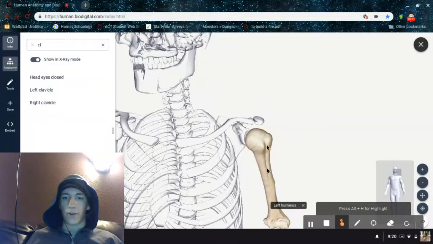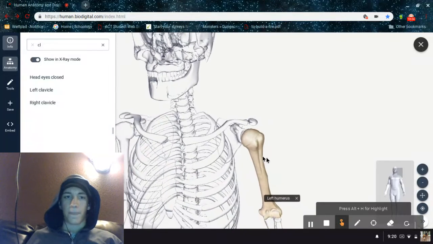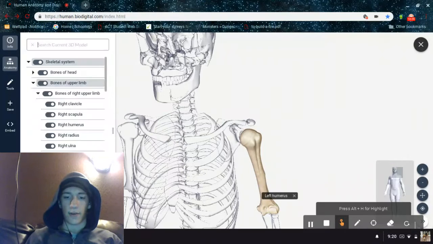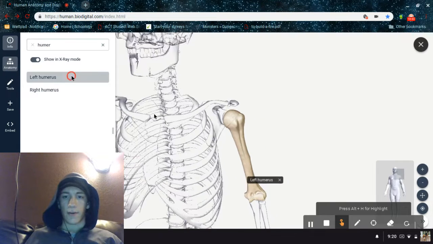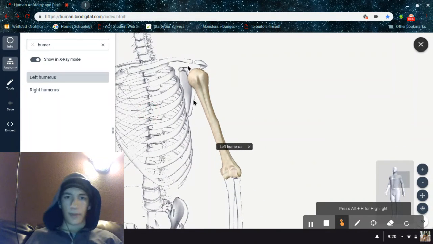This is the greater tubercle. This is the greater tubercle, and this is the lesser tubercle. You see how this bone actually kind of moves to make it. I'm going to focus in on the humerus for ease of movement real quick. We're on the left humerus, so there we go. So yeah, head.